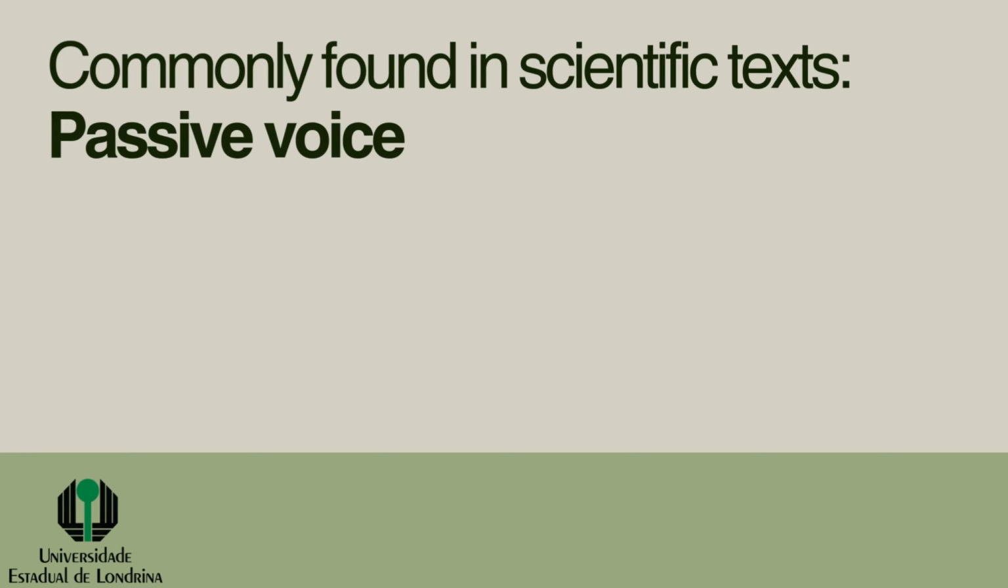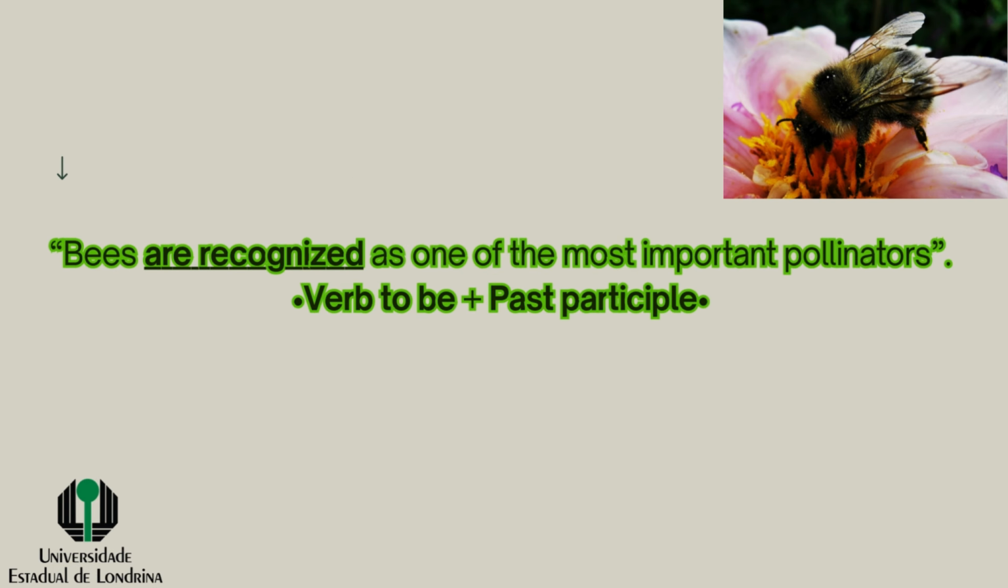Now, let's talk about structures commonly found in scientific text. Have you ever heard about passive voice? Yes? No? Well, in the world of English grammar, the passive voice is very common in scientific text because it emphasizes the process or result and not who performs the action. Grammatically, it's necessary to understand who performs the action. For example, in this phrase, bees are recognized as one of the most important pollinators.